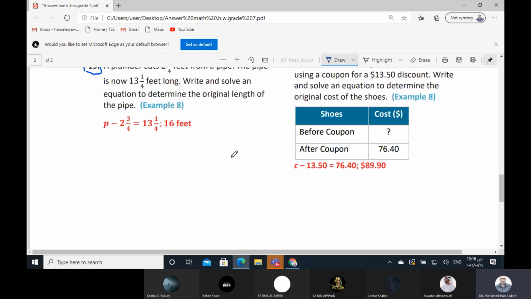How to solve this equation? The first step, try to change the mixed numbers to fractions. So we can write here p minus 2 times 4 will be 8. 8 plus 3 will be 11 over 4, equal, and here 13 times 4 will be 52, plus 1 will be 53 over 4.